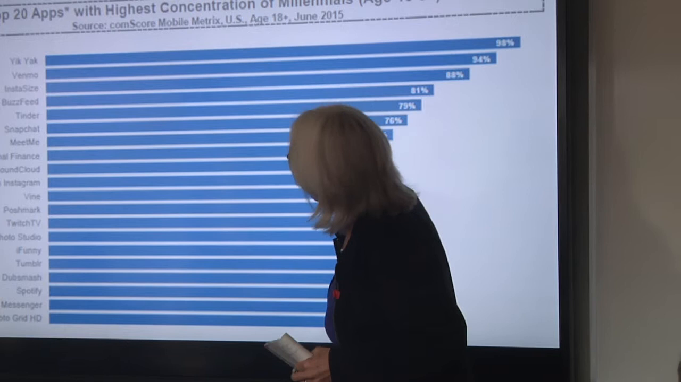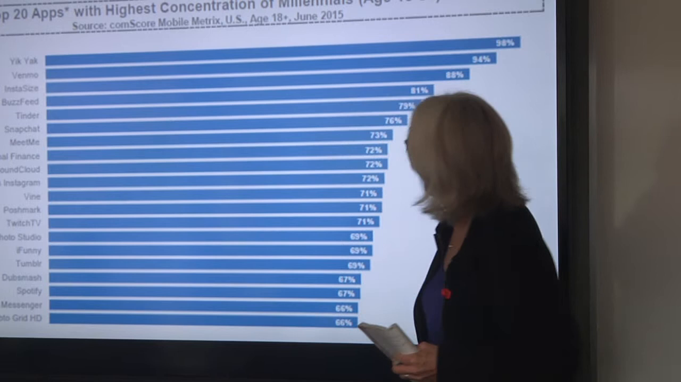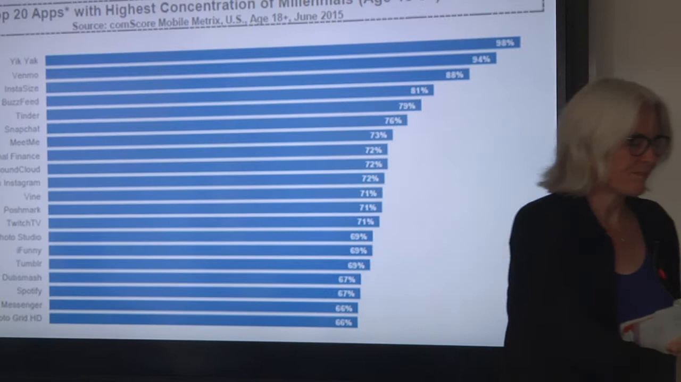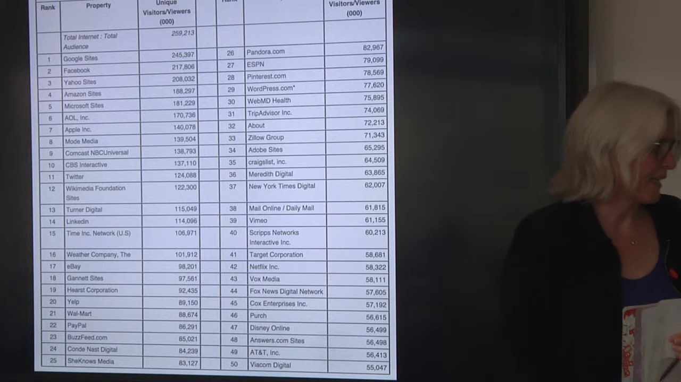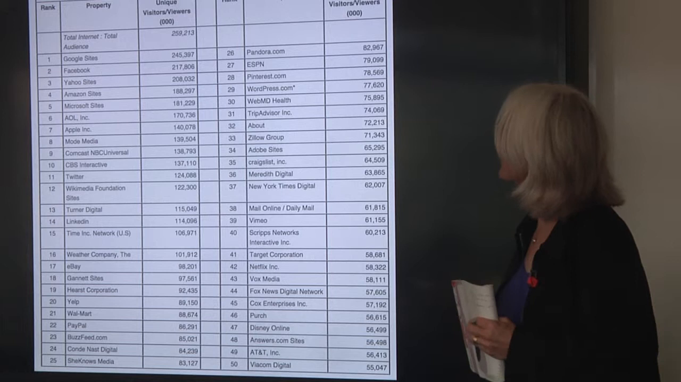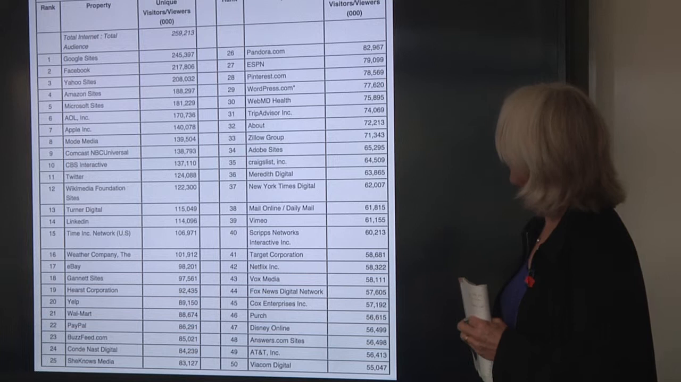You're getting BuzzFeed, Snapchat, all these other types of things. But if you want that type of information, this is in the ComScore blog, so I recommend that. Here's another thing, just a ranking of sites. Google, 245 million viewers last month. Facebook, 217. This is all in the U.S.